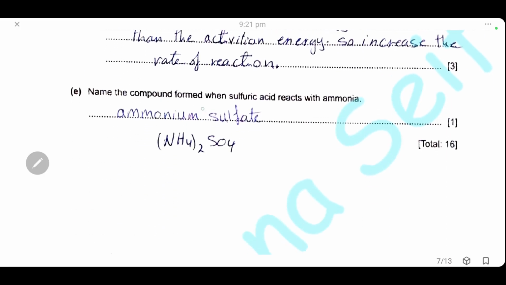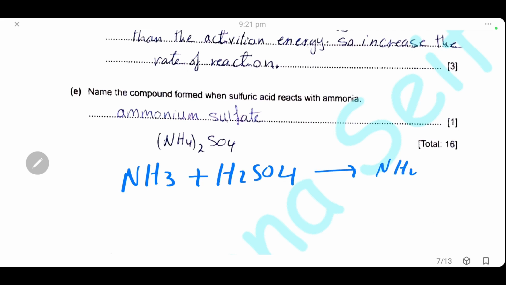Name a compound formed when sulfuric acid reacts with ammonia. When sulfuric acid reacts with ammonia, the product is ammonium sulfate. Ammonia plus sulfuric acid, the product formed is ammonium sulfate. And this is the formula of ammonium sulfate. Of course, here you are required only to write the name of the product, which is ammonium sulfate.